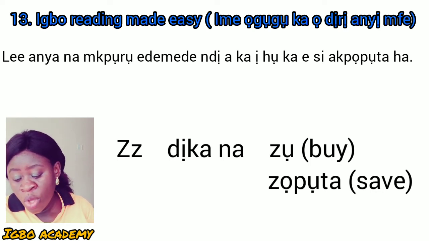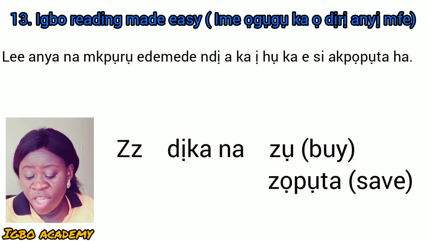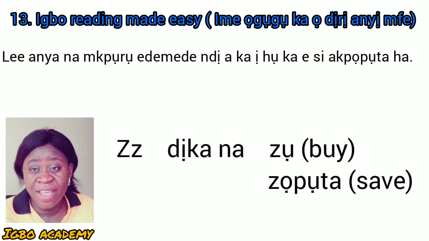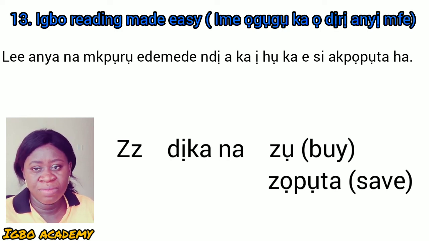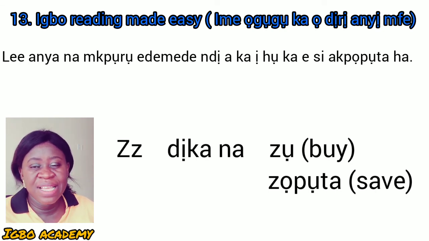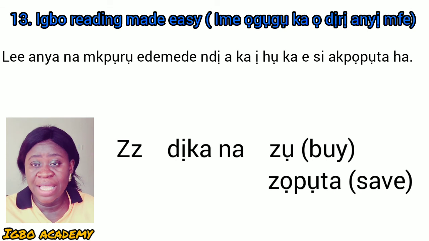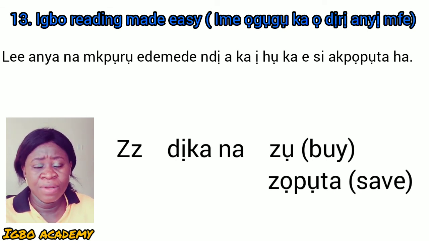Okay. With these words to add to the first one that you've learned from our email called Dịrị Anyị Mfe, Igbo reading made easy in the part 1. When you've mastered these two, you've mastered many of the words. So if someone is saying something in Igbo by now, you should be hearing it at least to an extent. You should be putting 1 or 2 together to make sure that you understand what the person is saying. And with time, you'll be a pro.